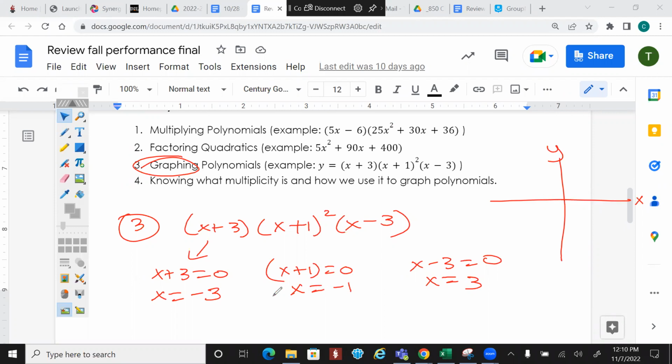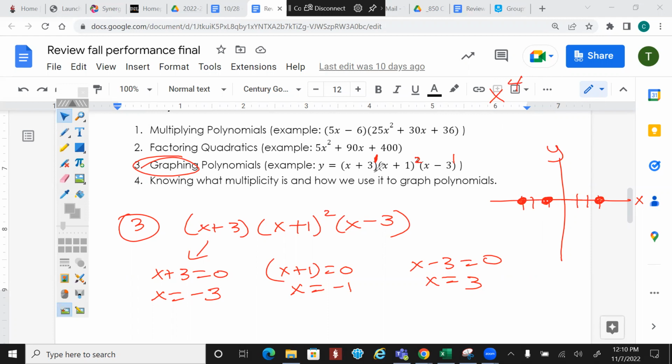And we're going to plot the points -3, -1, and 3. So -3, -1, and 3. All right. Now, what degree polynomial is this? Well, let's look at our exponents. We've got 1, 2, and 1. If we add those together, that's going to give me a 4th degree polynomial.